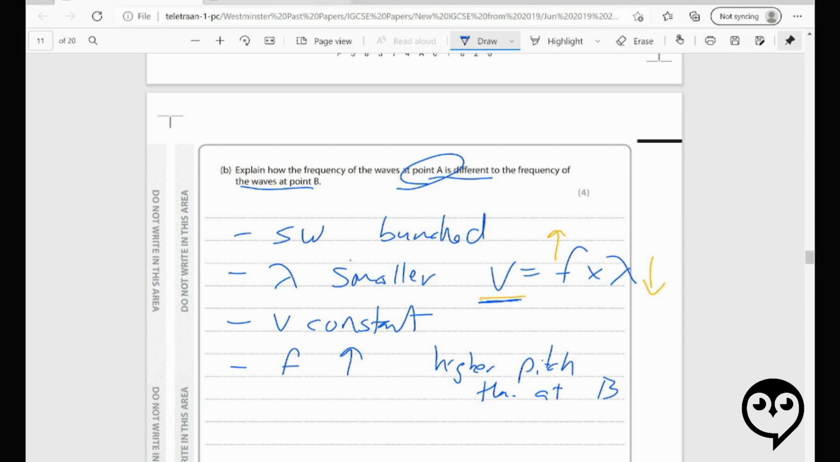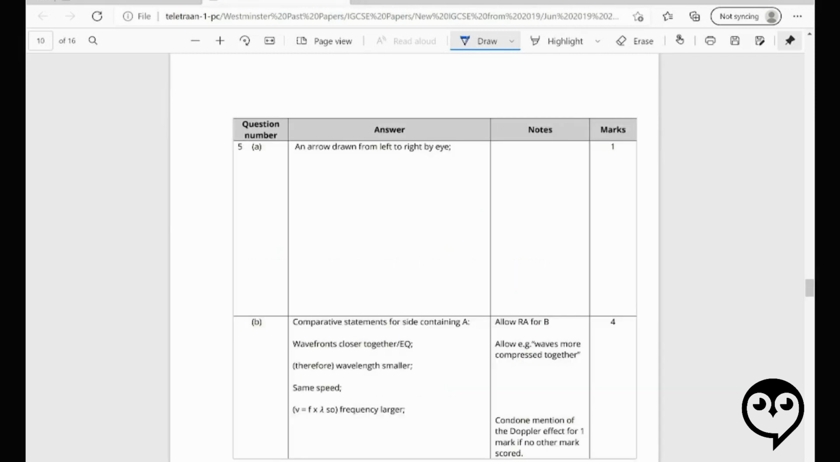All right, and I think this is pretty straightforward. We've drawn the diagram here. So wavefronts are closer, therefore wavelengths smaller, same speed, frequencies larger, higher pitch. Okay, so pretty straightforward. Let's move on.